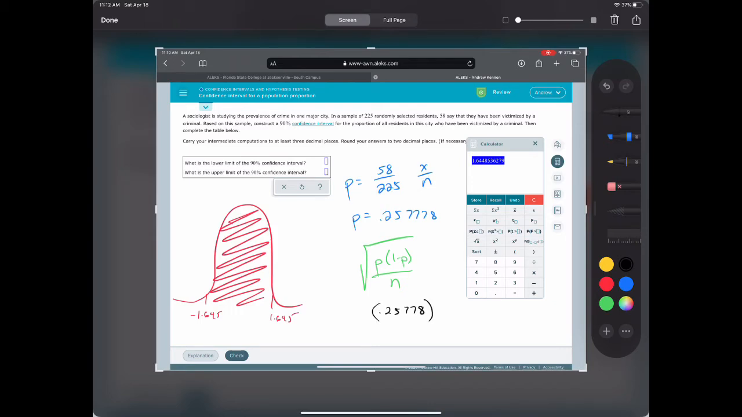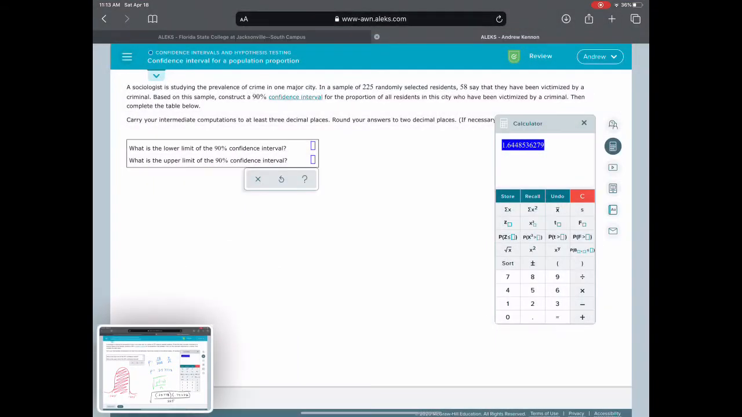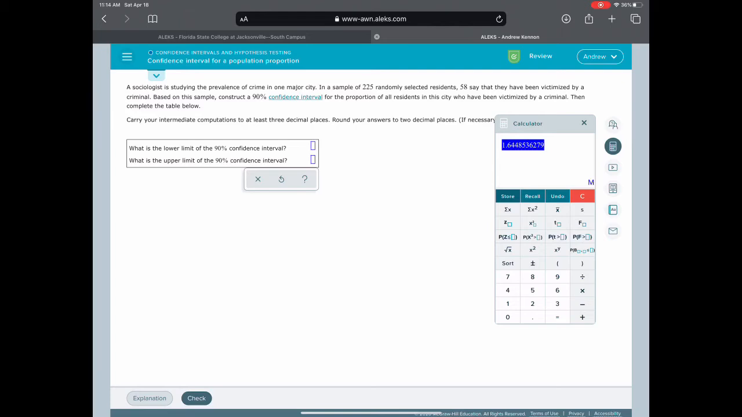So plug this in: 0.25778 for my p, and 1 minus p would be 0.742, divided by 225, and we're going to do the square root of this number. Let's jump back over to the ALEKS calculator to do that. Before I go on, I'm going to store that z-score because we're going to need it in just a second. So we do the square root, and I'm going to put in parentheses since we have two numbers in our numerator: 0.25777 times 0.74222 in parentheses, divided by our n, 225. So we have p times 1 minus p divided by n, and we take the square root of all that. We get this number right here, which is our standard error.